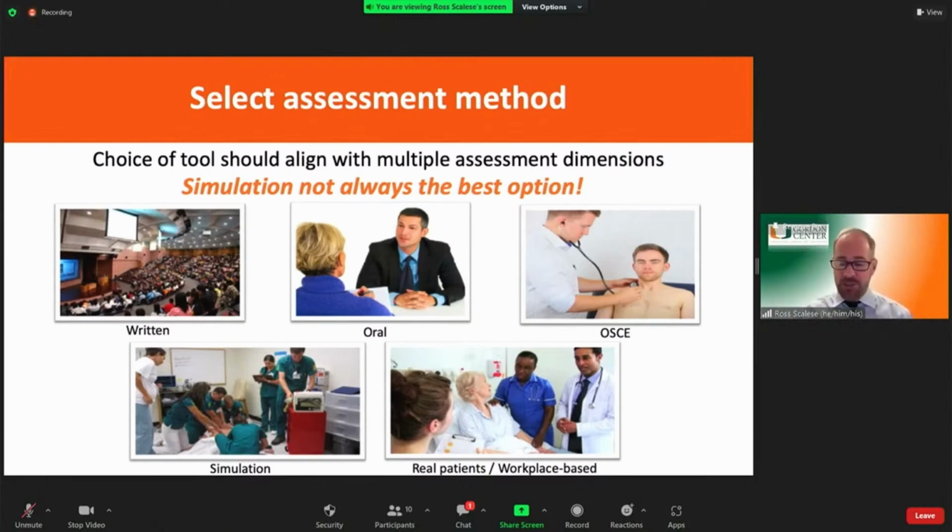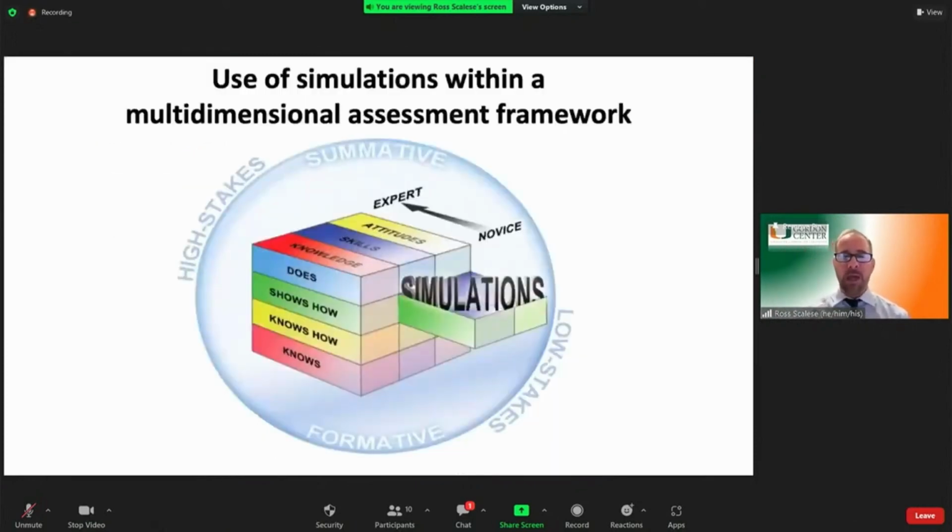So where do I see simulations fitting into that framework? Well, again, although we can assess knowledge and application of knowledge with simulation methods, we already talked about the fact that skills and attitudes cannot be assessed by written means. Only simulation or performance-based exams will get at those competencies. And then the best level in Miller's scheme would be the shows how level. Again, we could do it in the does level if we had incognito SPs as our form of simulation, but this is probably the best match, at least satisfying two dimensions, right?